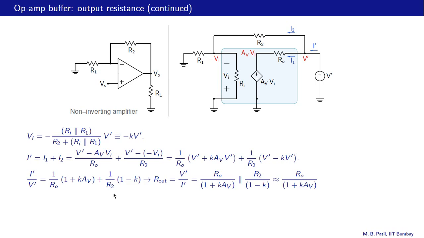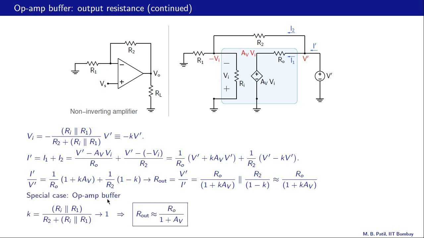Let us now take the special case of the op amp buffer. How do we obtain the buffer from the non-inverting amplifier? We make R1 infinite and R2 equal to 0. Now this K, which is this fraction here, will become 1 when R2 is 0, and therefore this expression for R out will now become RO divided by 1 plus 1 times AV, or RO divided by 1 plus AV.